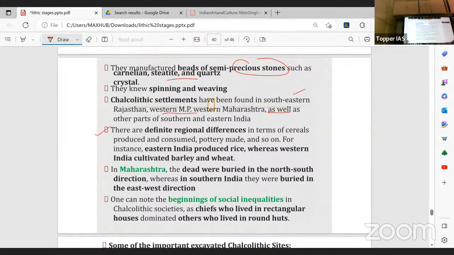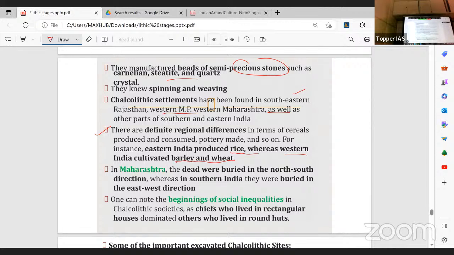Even today we have regional differences. Geographical differences are there, in consumption, and even the type of clothes we wear. For example, eastern India produced rice, whereas western India produced barley and wheat. Even today, West Bengal is the rice bowl of India. Earlier Chhattisgarh was there. So Chhattisgarh, West Bengal, Jharkhand, Andhra Pradesh, Odisha are all known for rice, and the west is known for wheat and barley.